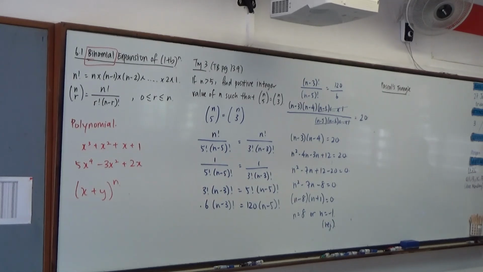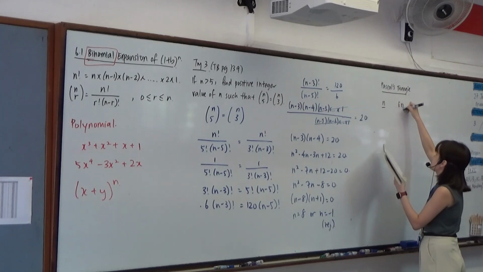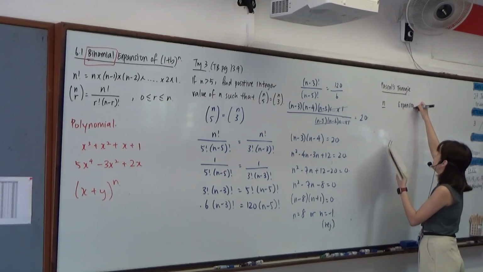At the very beginning, when we look at binomial, how do we even generate the formula itself? We started off looking at Pascal's triangle. It is a special pattern that we observe in the expansion of a binomial.